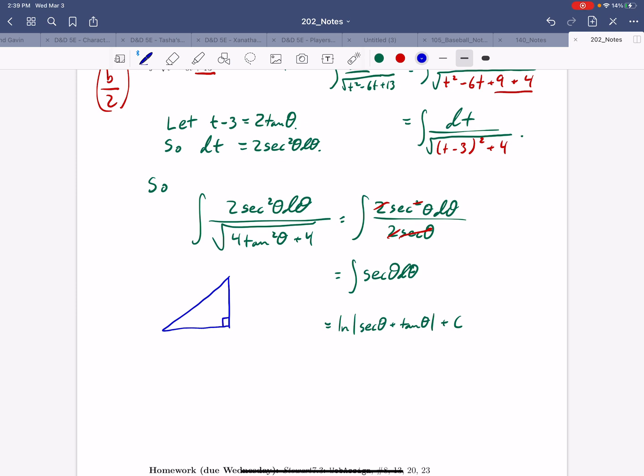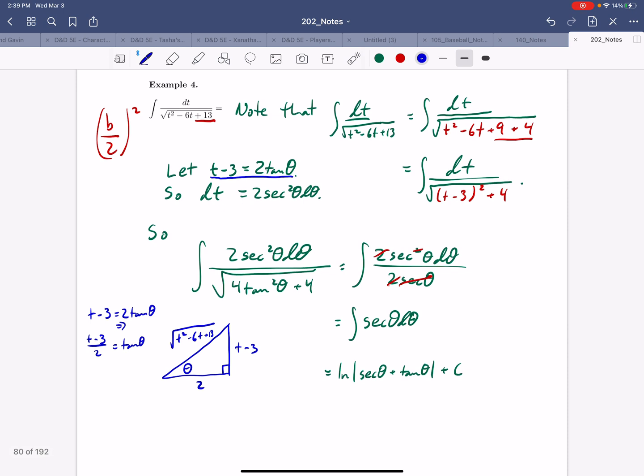And here we're basing our triangle off the fact that t minus 3 equals 2 tangent of theta. So what that means is that t minus 3 over 2 equals tangent of theta, or tangent of theta equals t minus 3 over 2. So if that's theta right there, then we've got t minus 3 and 2. And then the hypotenuse, if you do it out, winds up giving us the square root of t squared minus 6t plus 13, which maybe should be expected since that's what we started with.